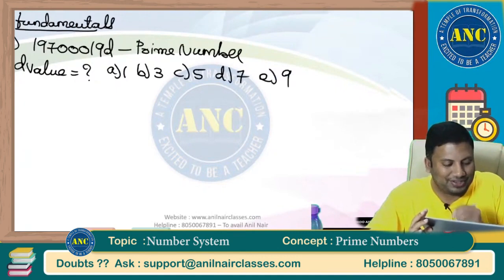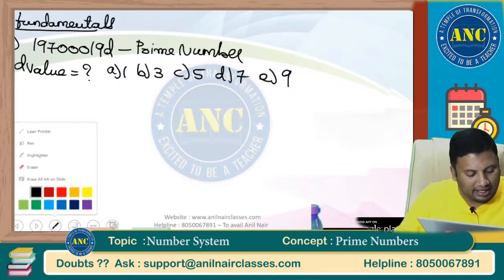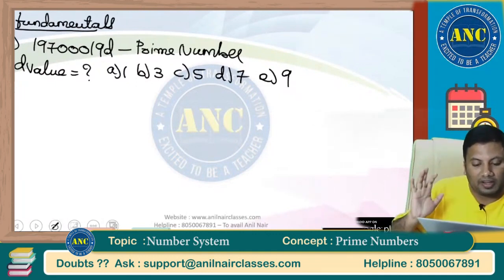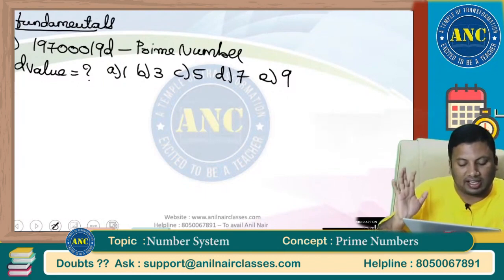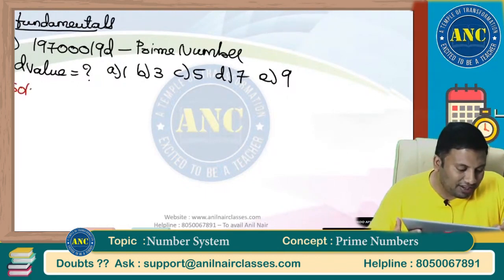Very, very good question. 197000019D. This number is a prime number. What should be the value of D such that the number will become a prime number? Very, very good question. Now listen carefully.